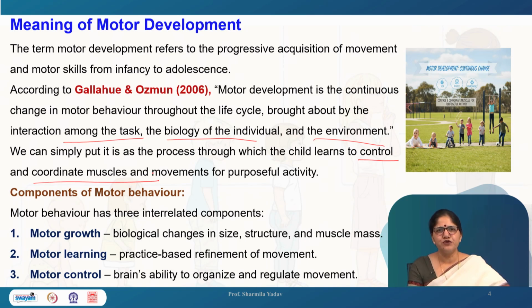So there are certain components of motor behavior. Let's discuss these components. Motor behavior has three interrelated components. They are related to each other. First is motor growth, second is motor learning and third is motor control. So what is motor growth? Biological changes in size, structure and muscle mass. Motor learning, practice-based refinement of movements. And motor control, the brain's ability to organize and regulate movement.